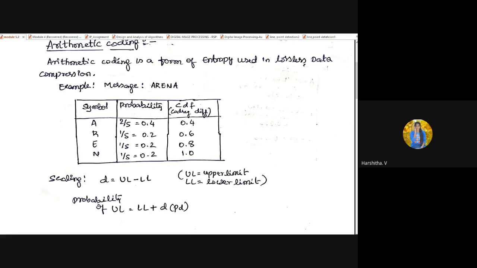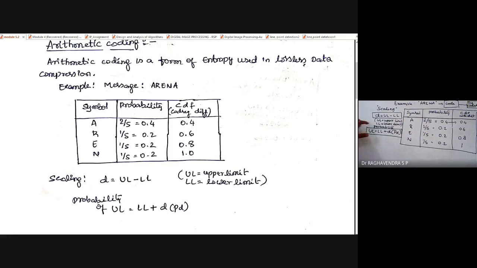Yes, sir. So your formula is important to correct. D is equal to upper limit minus lower limit, and upper limit is equal to lower limit plus D. D means this difference into probability of D. Okay.